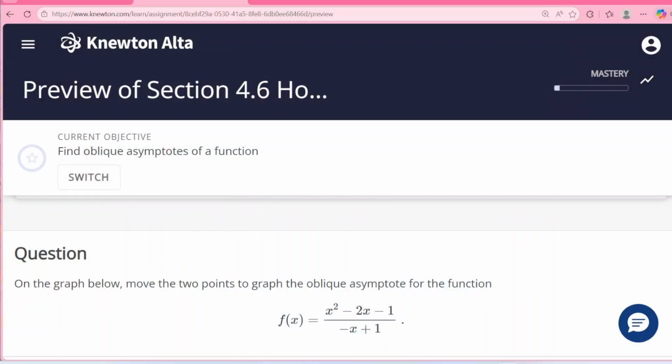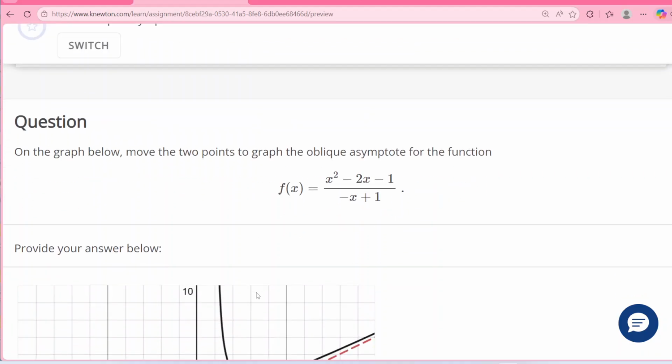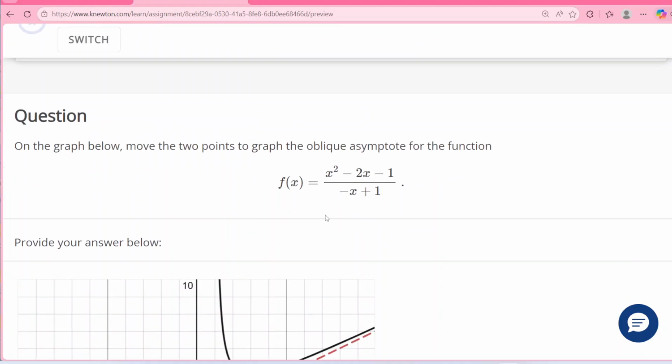All right, so in this one, we do have that case where the degree of the numerator is one more than the degree of the denominator. So f of x equals x squared minus 2x minus 1 over negative x plus 1. And we're asked to do this. It's one of those interactive problems, right? On the graph below, move the 2 points to graph the oblique asymptote.